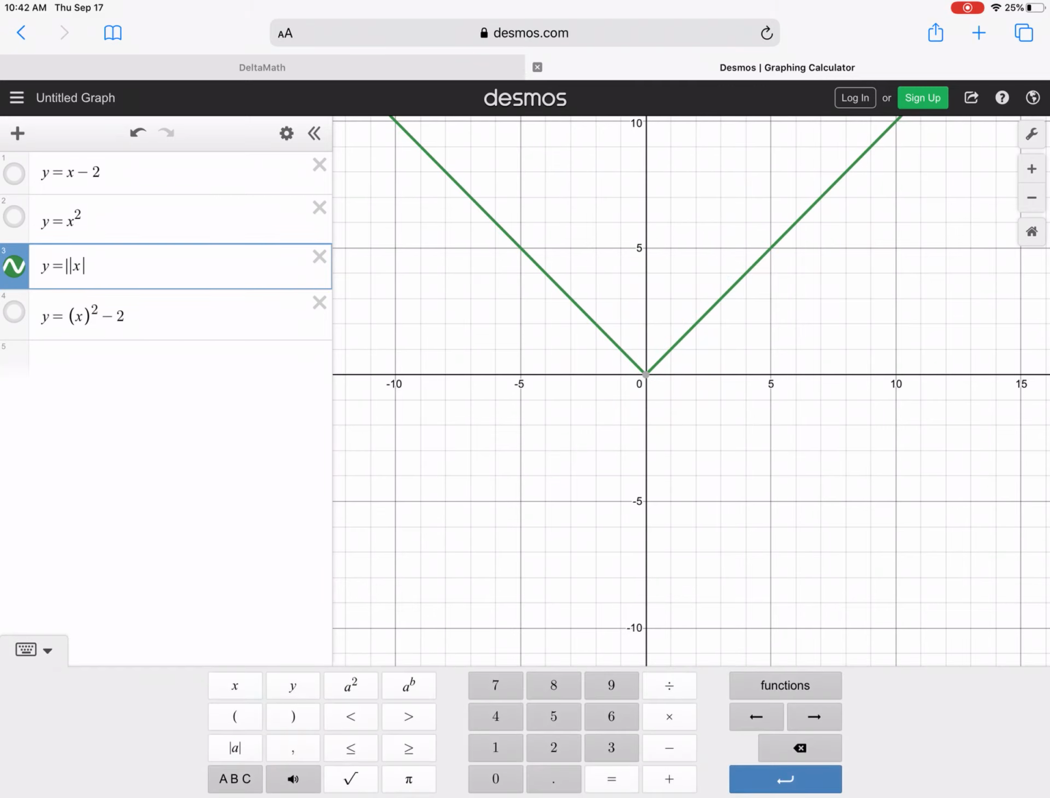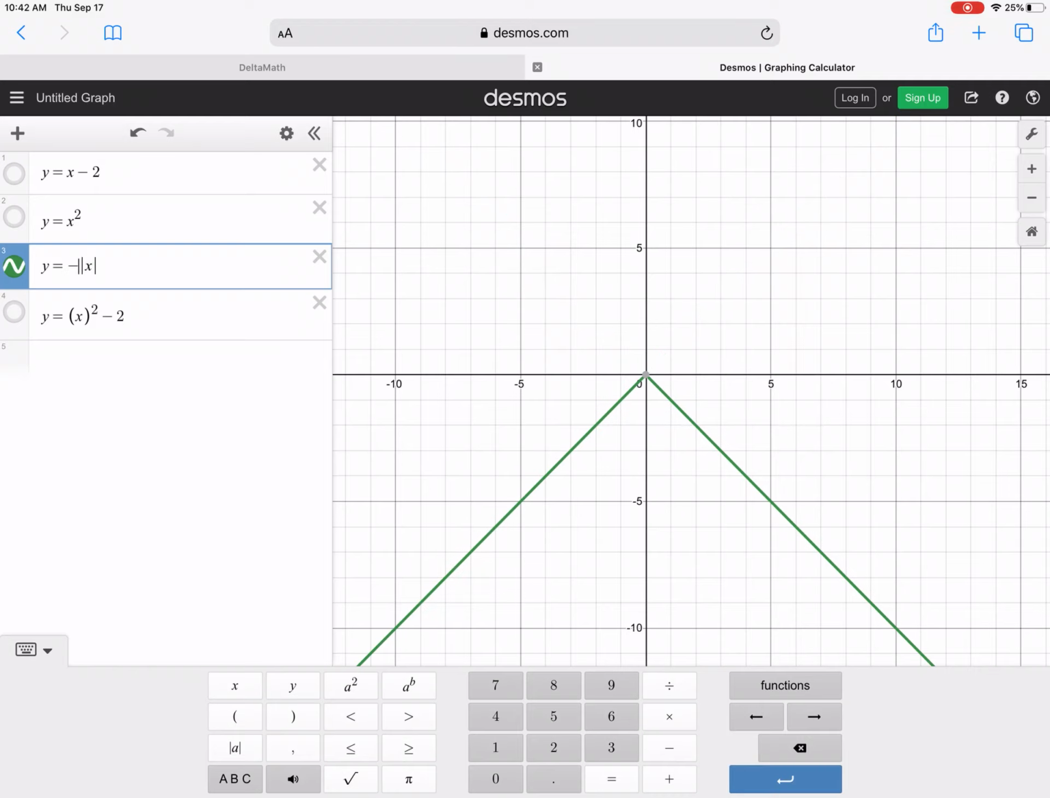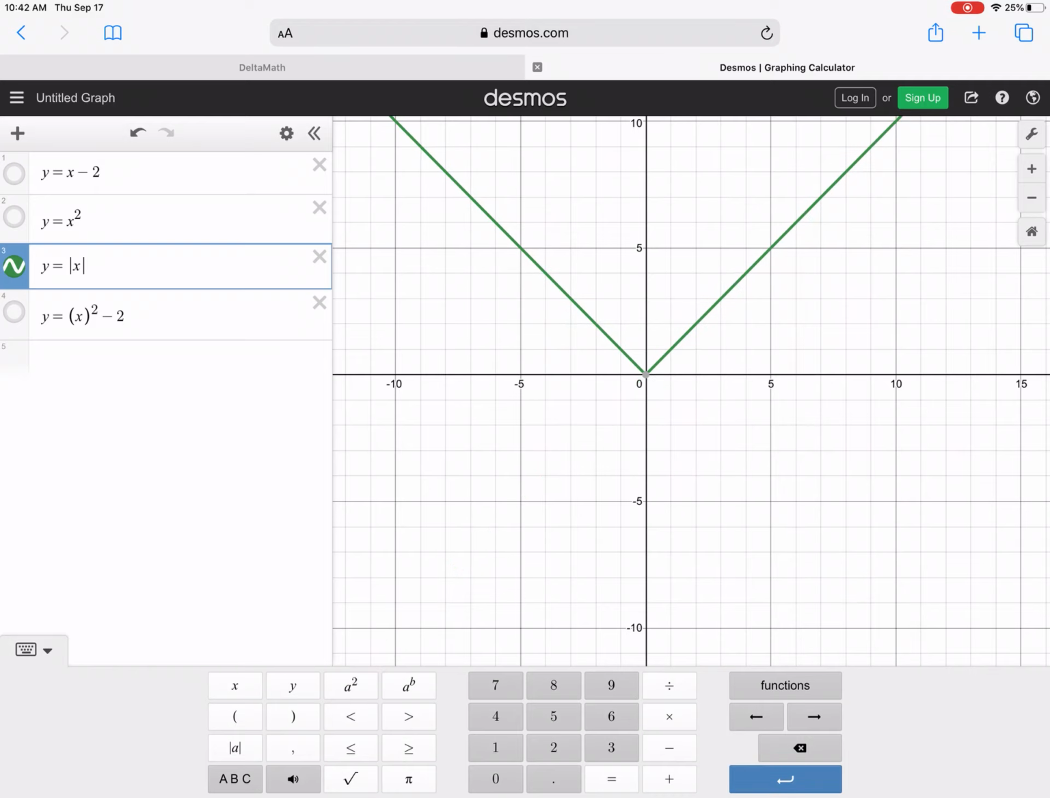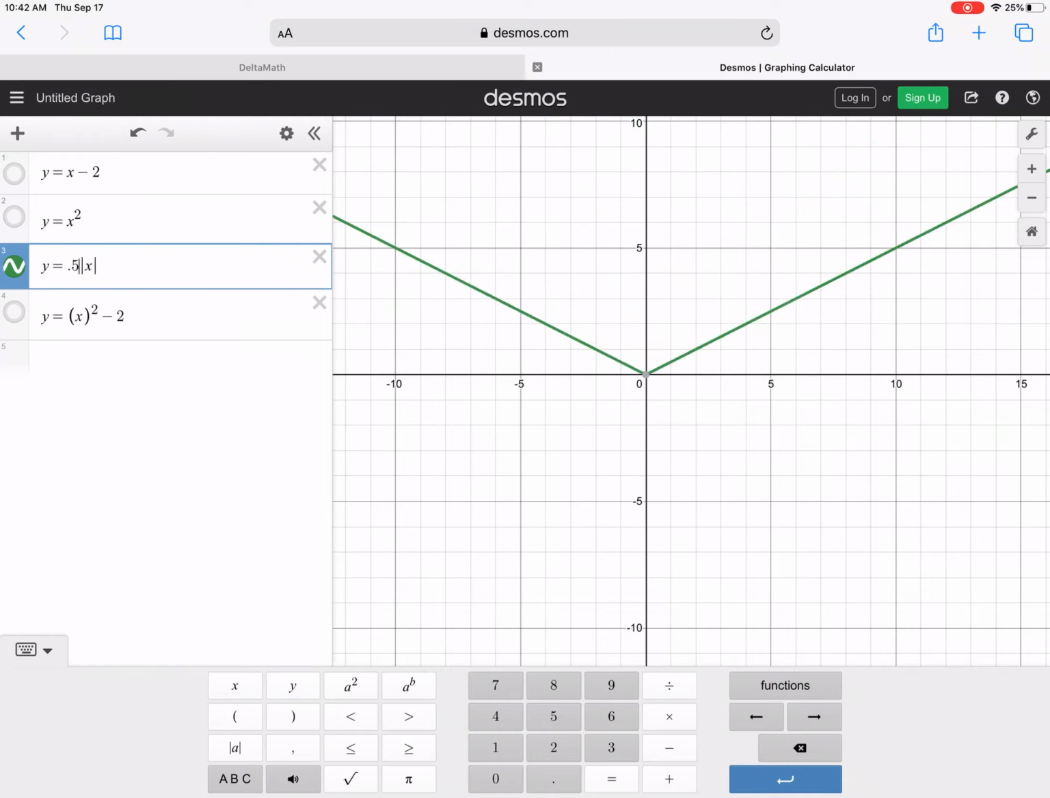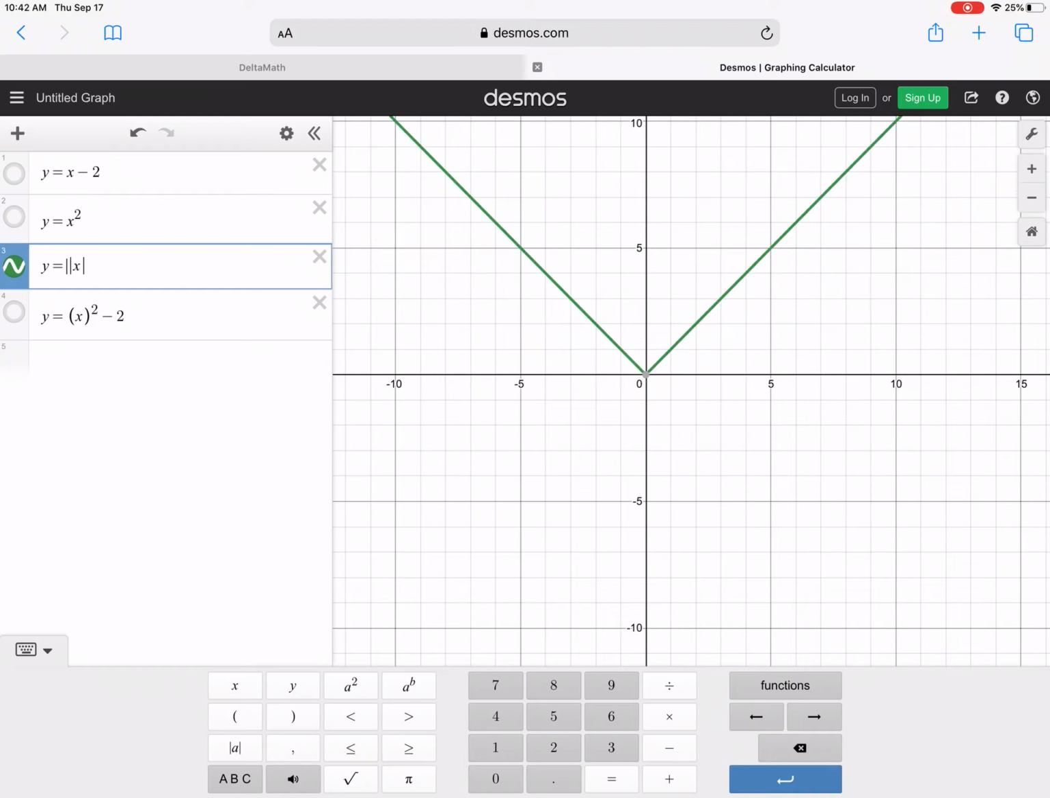If it's negative, whoops, here we go. If it's negative, it flips upside down. If it has a number bigger than 1, ignoring the negative sign, it's going to get skinnier. If it has a number less than 1, ignoring the negative, it's going to get fatter, like so.